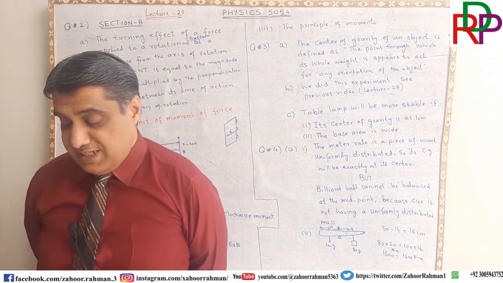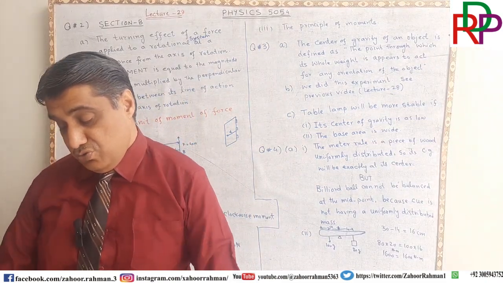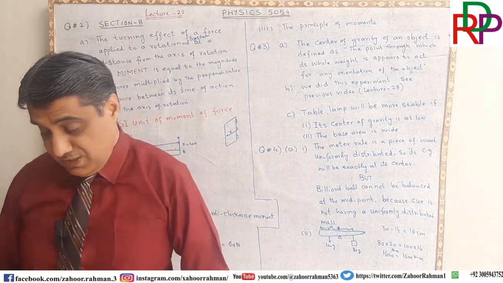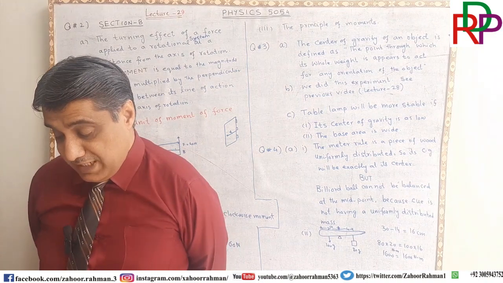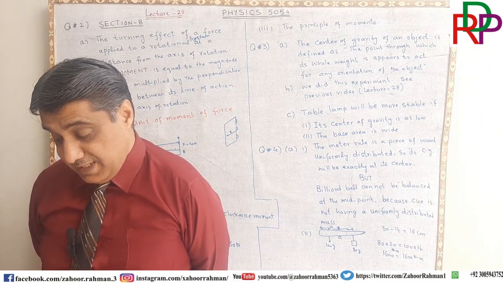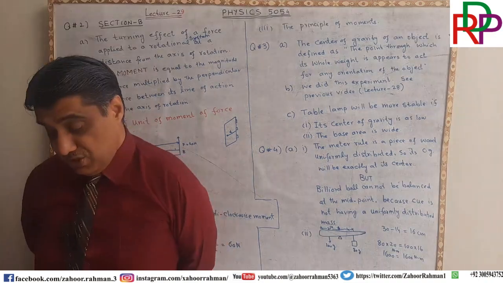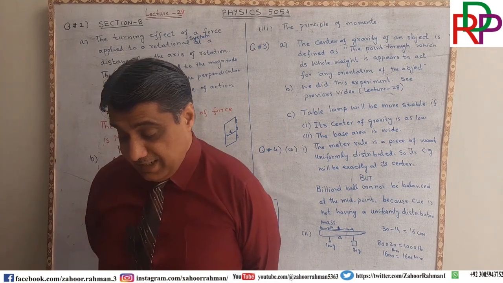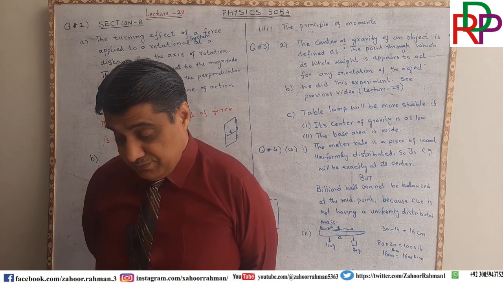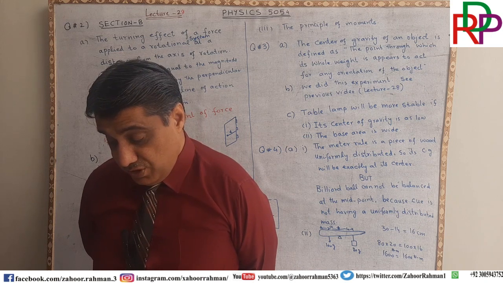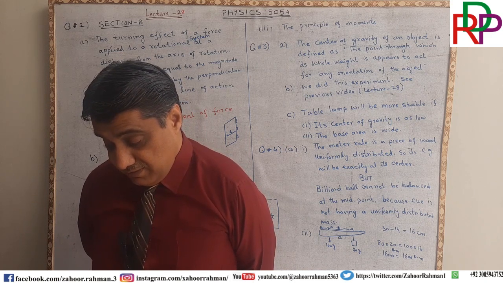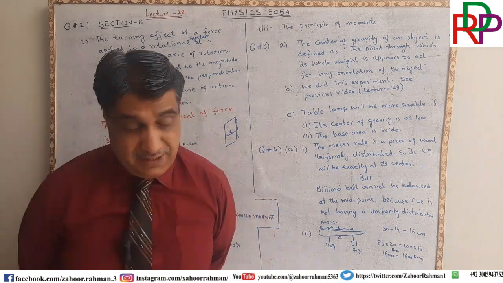Now we are turning our focus to question number 4, in which part A, subpart 1 is saying: explain why it is possible to balance a meter rule at its midpoint, but it is not possible to balance a billiard cue, a tapering wooden rod, at its midpoint.